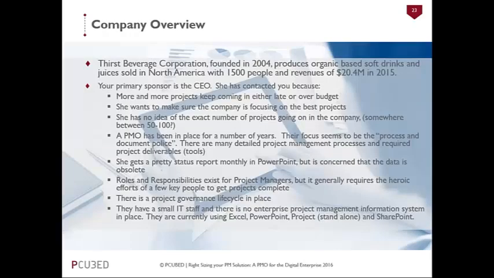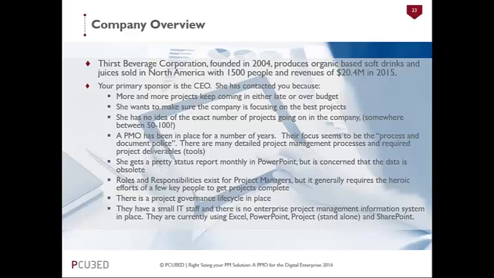It'll be a bit long-winded here, but since we're recording this, I'll read this slide. The Thirst Beverage Corporation was founded in 2004 and produces organic-based soft drinks and juices sold in North America. They have about 1,500 employees, and revenues for 2015 were $20.4 million.